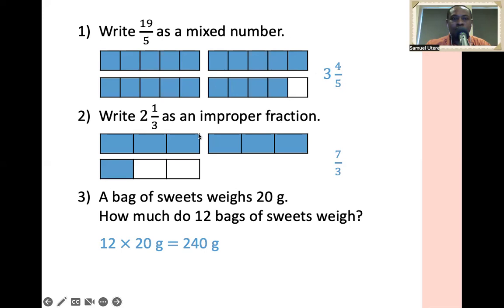And then here you were asked to write this as an improper fraction. Very quickly, how that is done is you have 3 times 2, which is 6, plus 1, which is 7. So you write that as 7/3. And here you're asked, a bag of sweets weighs 20 grams. How much do 12 bags of sweets weigh? You simply do a multiplication.